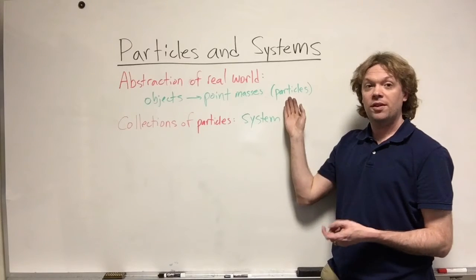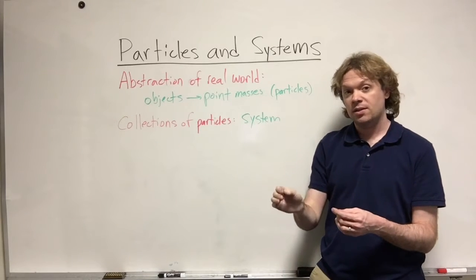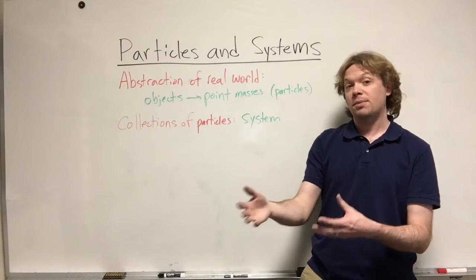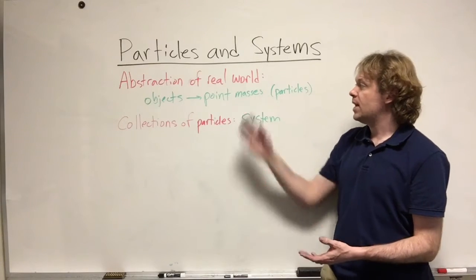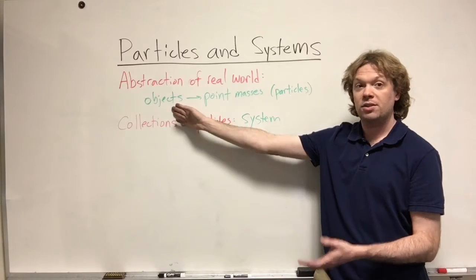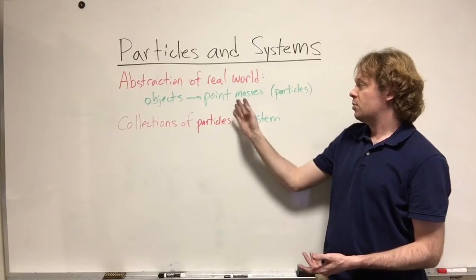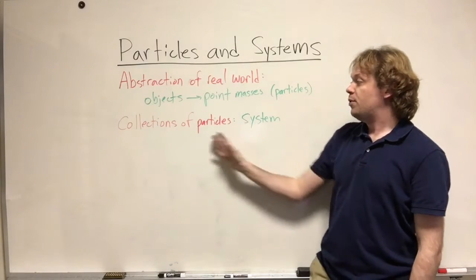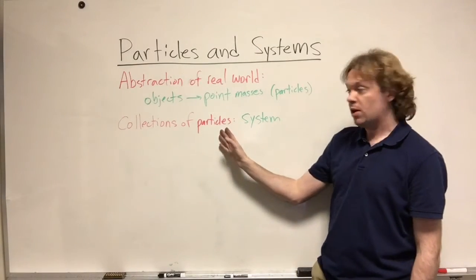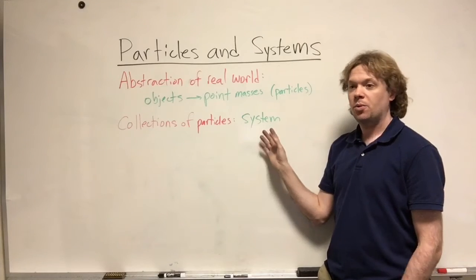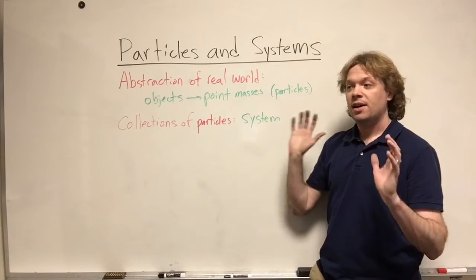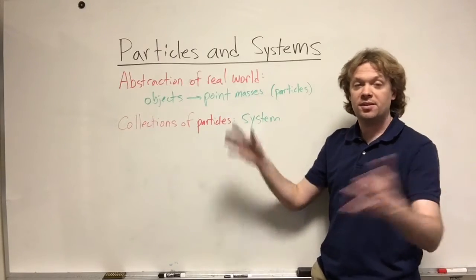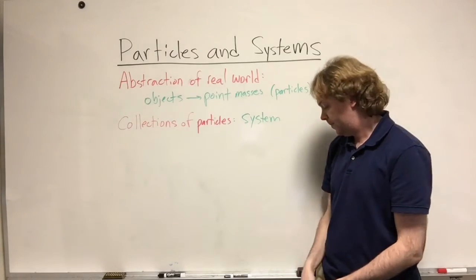Don't get confused. There are particles in physics, fundamental particles. They're electrons and protons and quarks. That's not what I'm talking about. That's a different concept. What I'm saying is the objects that we're going to replace real life objects with, point masses, we're also going to call them particles. So if you have a collection of these point masses or particles, you have a system. That's just a way of specifying the things in my system are the things that I'm going to worry about. Things outside my system I am not going to worry about.